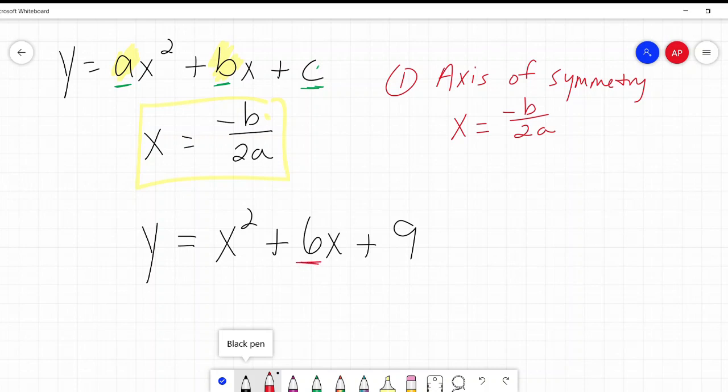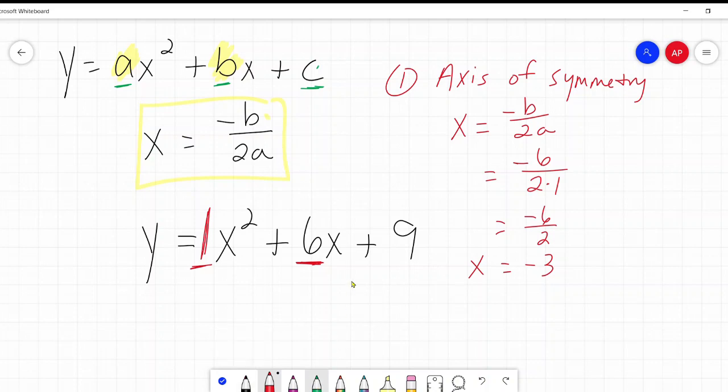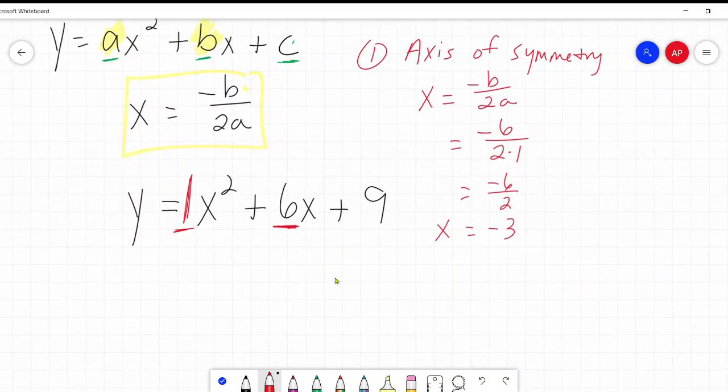Well, I'm looking over here. For ax squared plus bx plus c, my b is 6. So negative 6. And my a is that understood 1, the invisible 1. So 2 times a, which is 1. So negative 6 divided by 2 is negative 3. x equals negative 3.